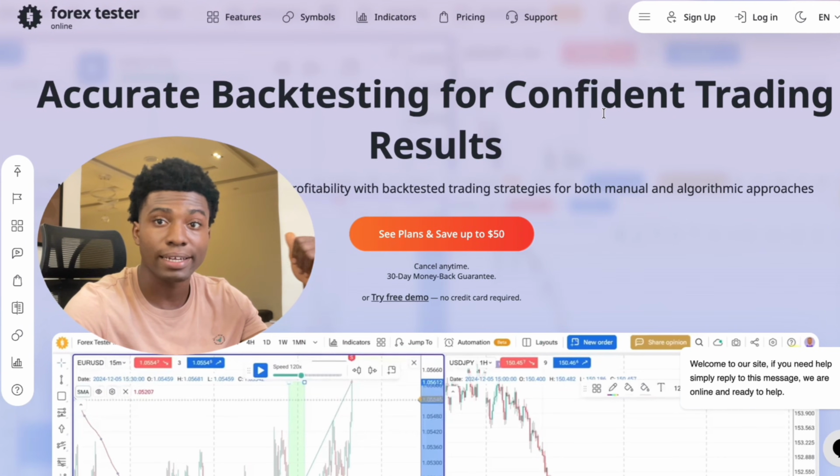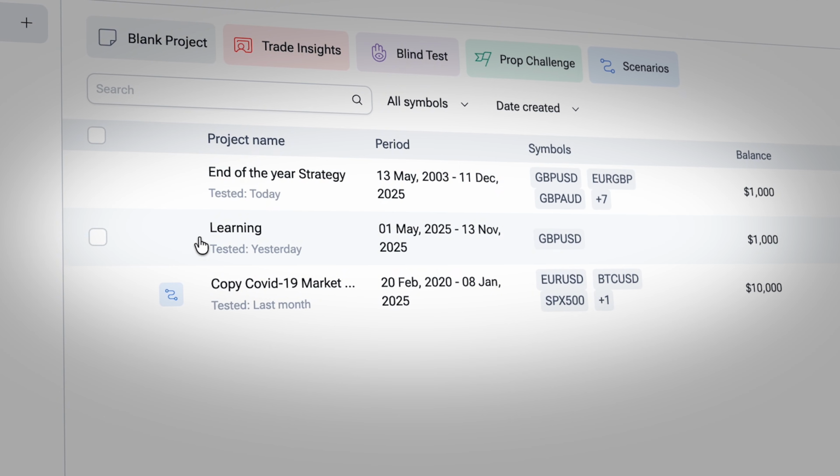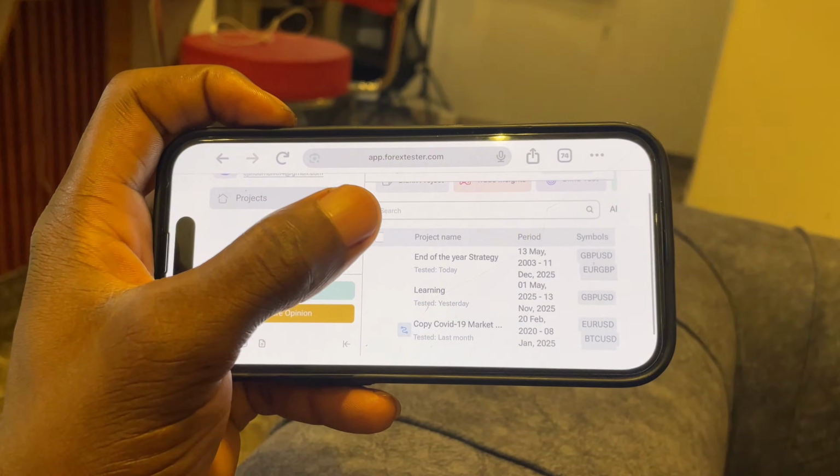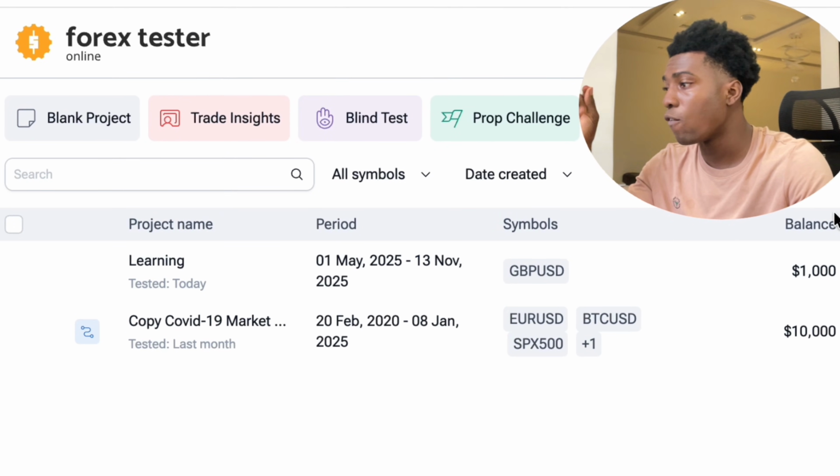So I'm just going to go ahead and log into my account, which is just tap into login. You're greeted with this beautiful user interface that holds every project you're working on. Now within Forex Tester Online, this is actually the part for your project.